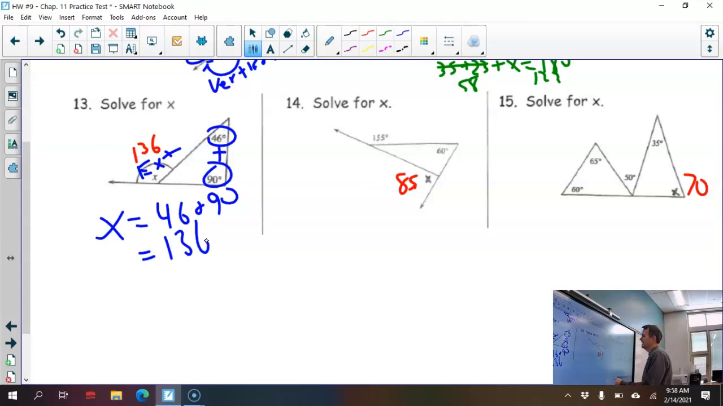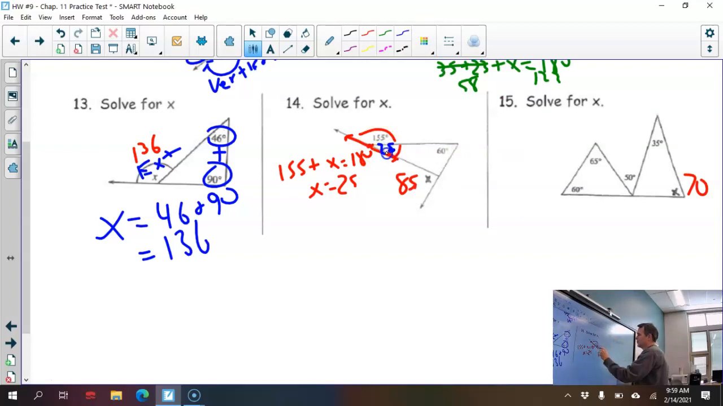In problem 14, I think I'm going to have to get this angle first. So I can say that right here at this vertex, this angle and this angle make a linear pair. Right? Their outsides make a line. So that angle must be 155 plus x equals 180. And if I subtract 155, I get 25. So this angle is 25.